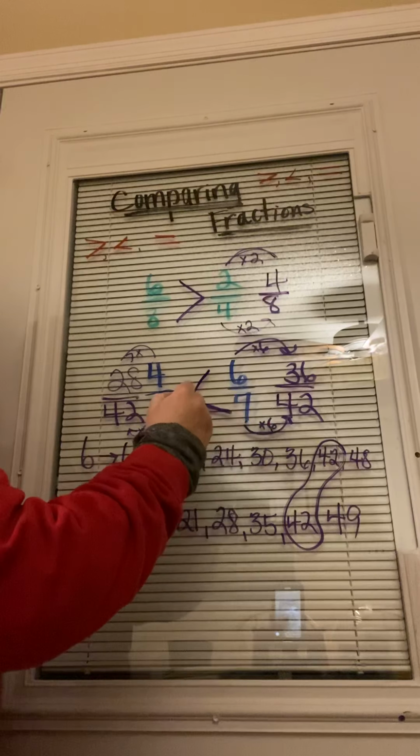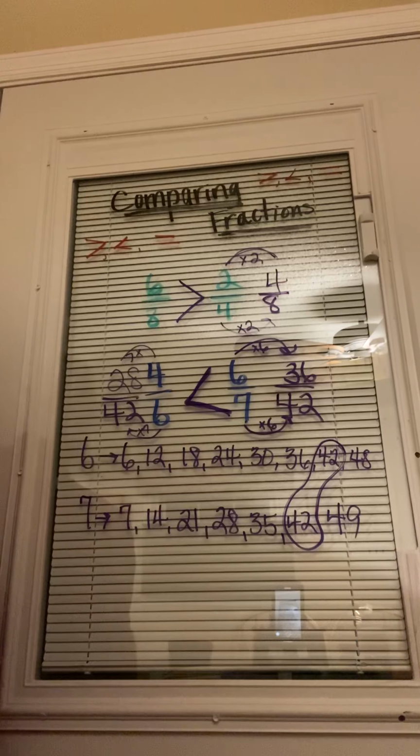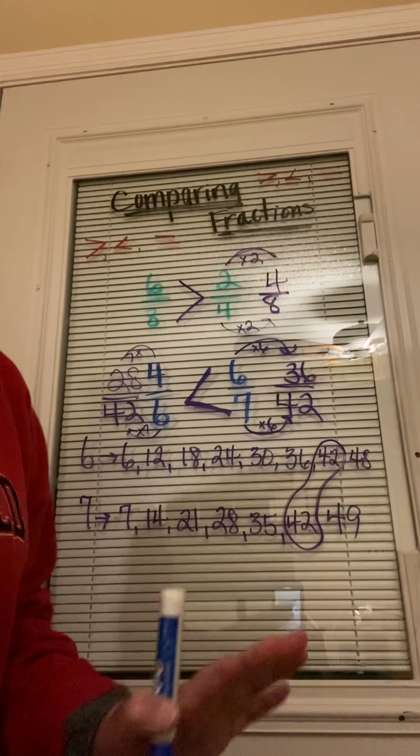So 4/6 is less than 6/7. Okay, so that is the way that Mrs. Hallahan likes you to do it.